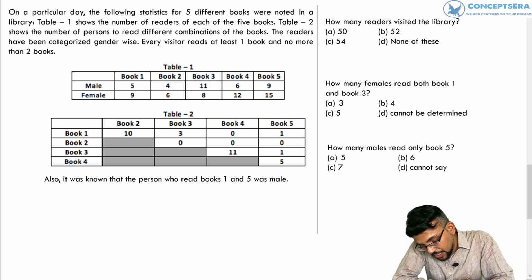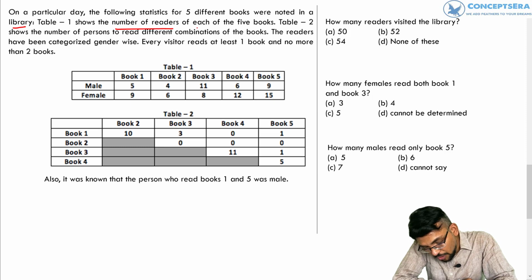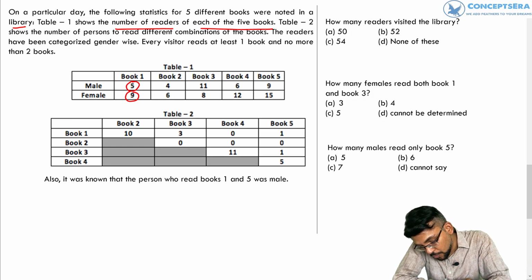On a particular day, the following stats of 5 different books were noted in a library. Table 1 shows the number of readers of each of the 5 books. So we can see from here 5 males are reading book 1 and 9 females are reading book 1, and similarly 4 males are reading book 2 and 6 females are reading book 2.